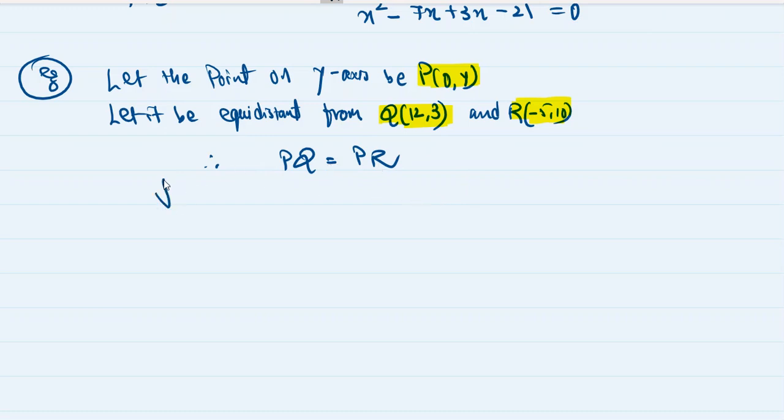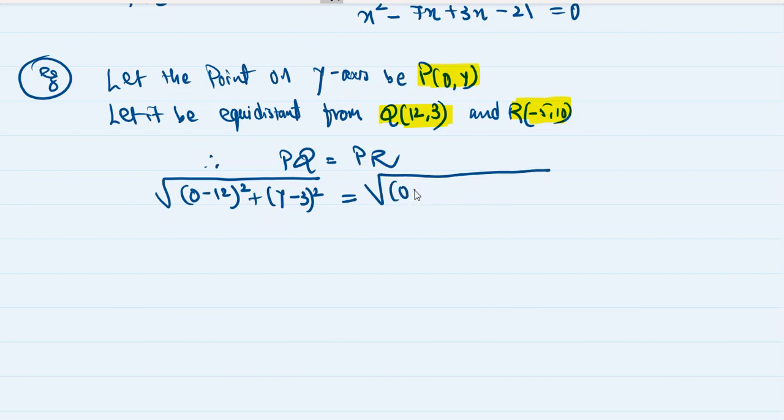Now what is PQ? PQ is the square root of (0 minus 12) the whole square plus (y minus 3) the whole square, which is equal to the square root of PR: (0 minus minus 5) the whole square plus (y minus 10) the whole square. Squaring both sides, the root gets cut off from both the sides.